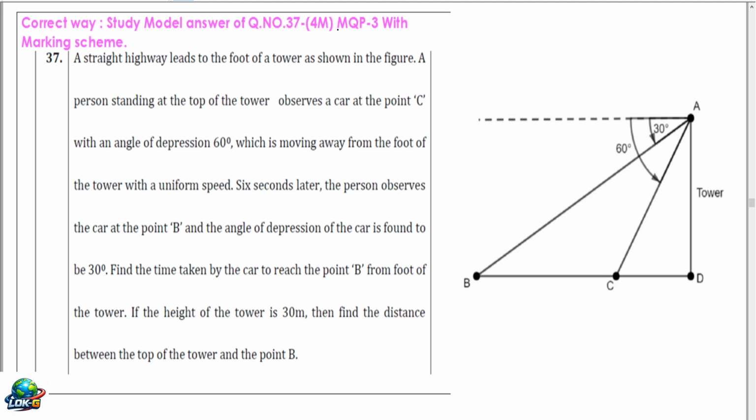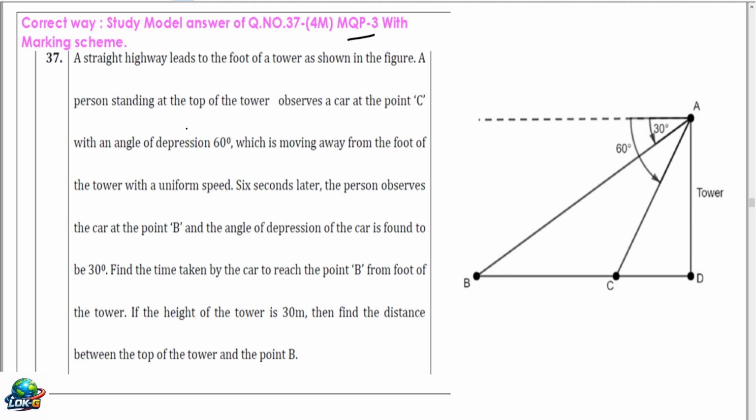Let us take model question paper number 3. Many of you made mistakes in it. Therefore, I have focused only on tough chapters, tough topics. Look here. Model question number 3. A straight highway leads to the foot of the tower as shown in the figure.